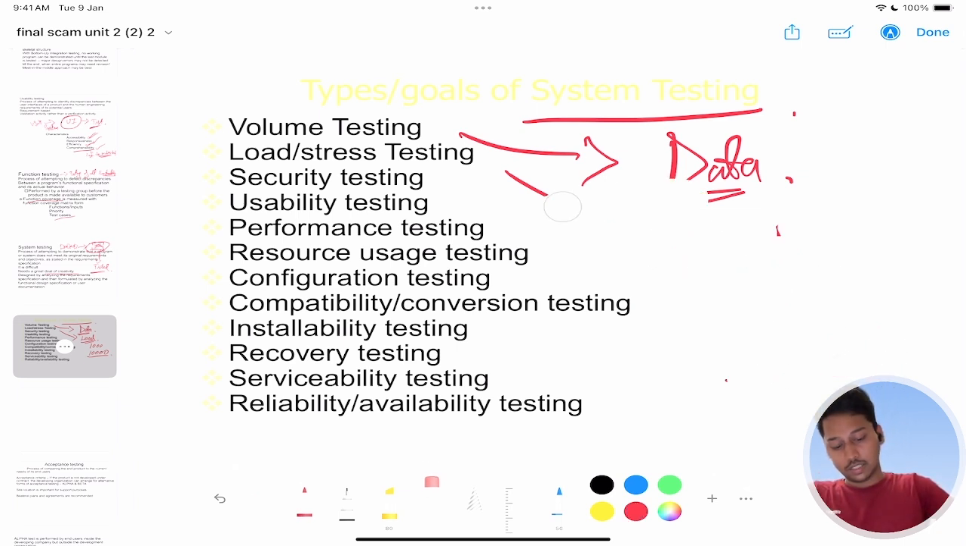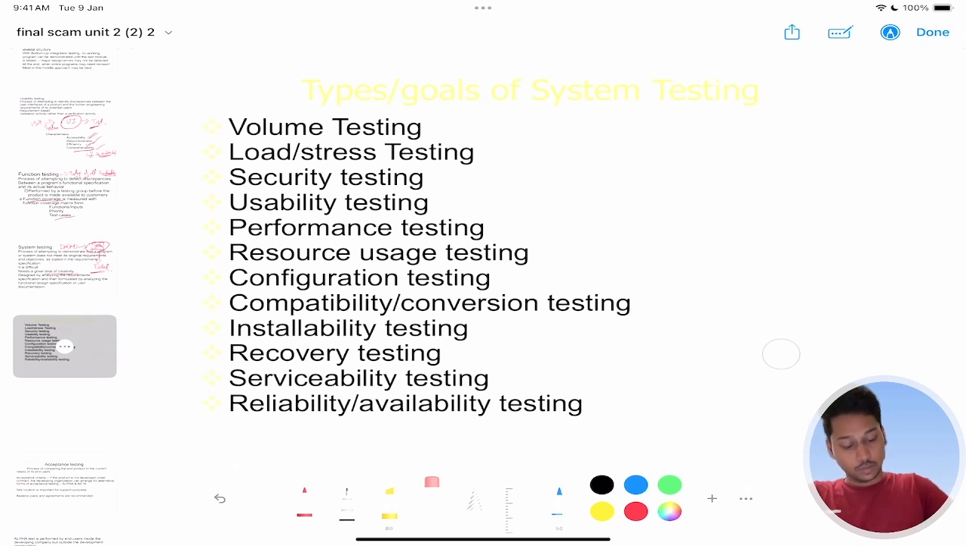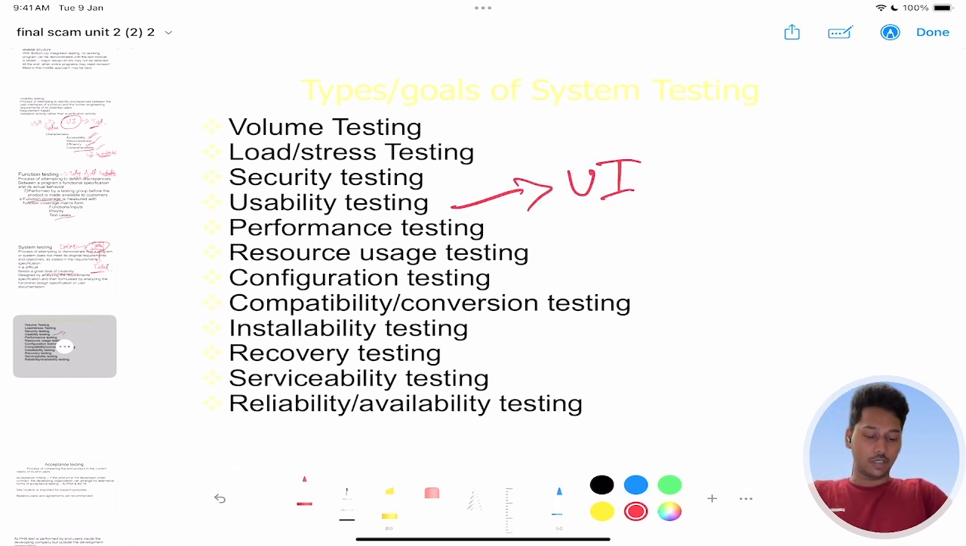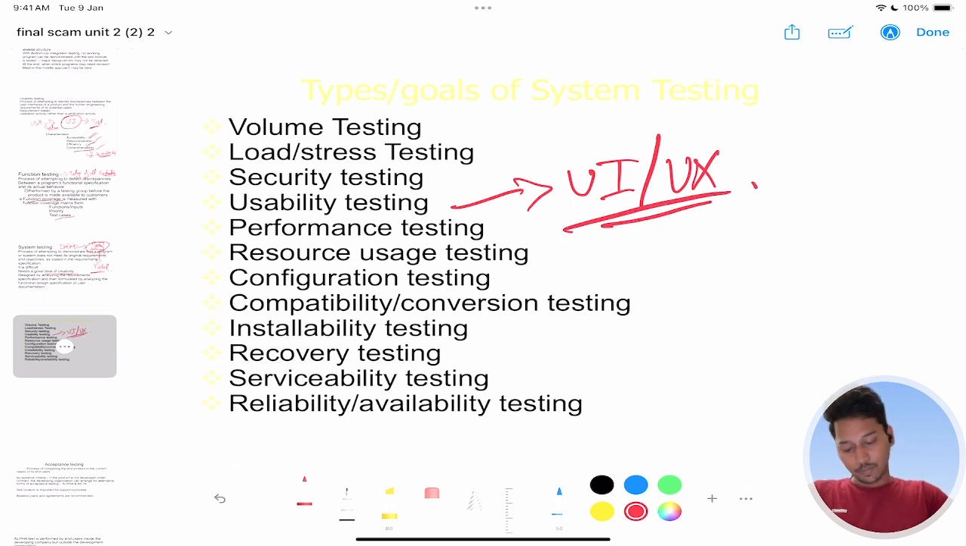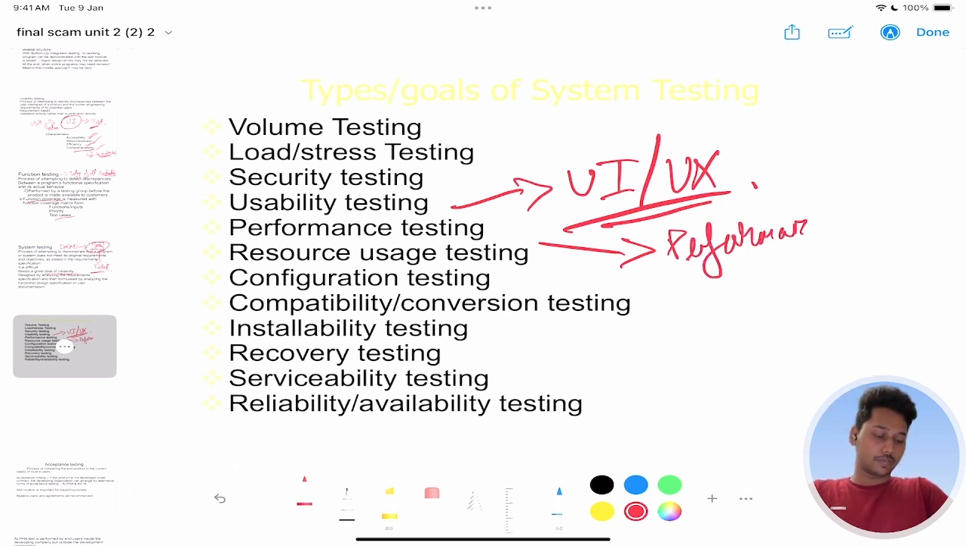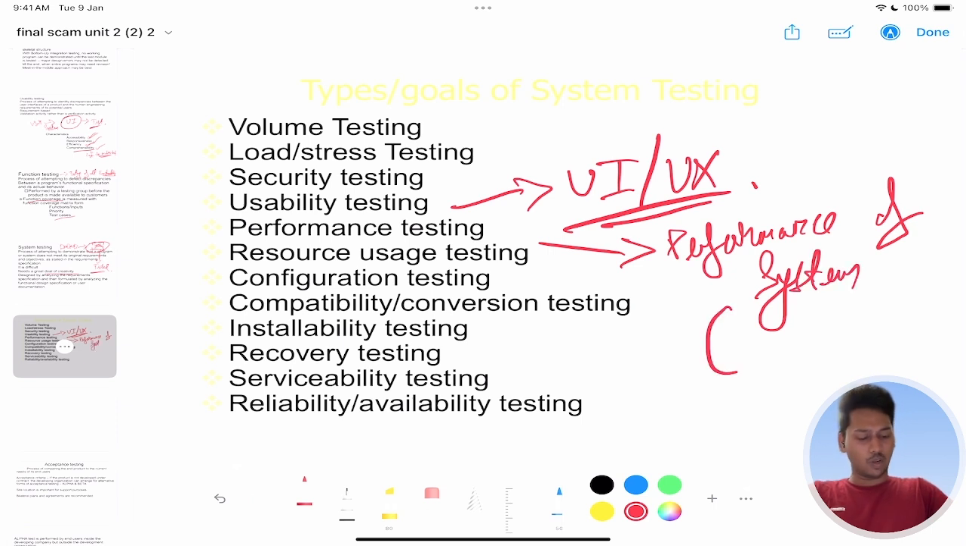Then security testing. Security testing is testing for the security of the system. The system should be secure. And then usability testing, as we discussed earlier, is testing of UI and UX, nothing else. And then performance testing, the performance of the system, like responsiveness and everything.